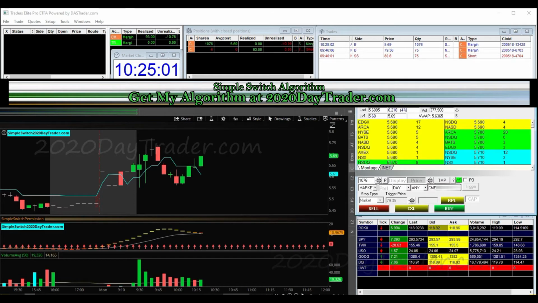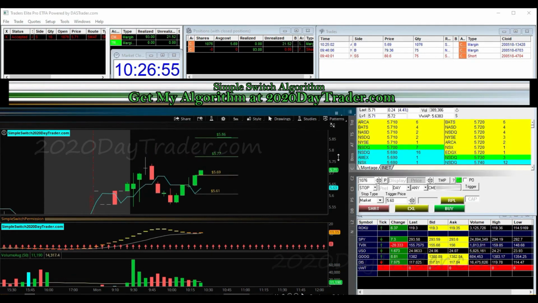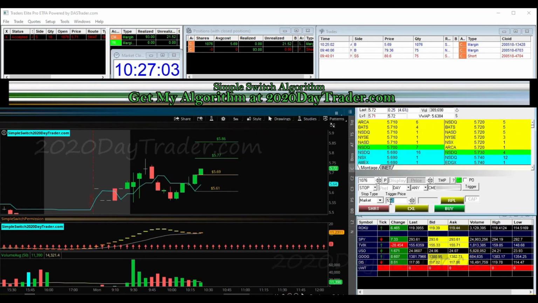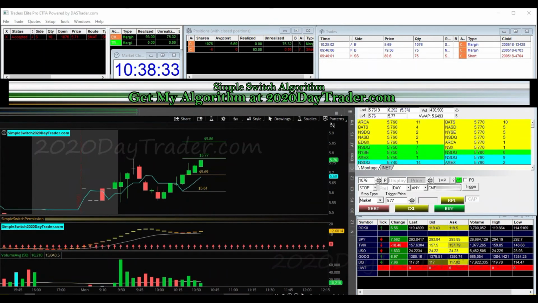Okay, so we got confirmation and we are in. Okay, so my first stop level is going to be 577. Checking the spread here, nice and tight. All right, so you can see here on the ask, it's at 577, which is the target.